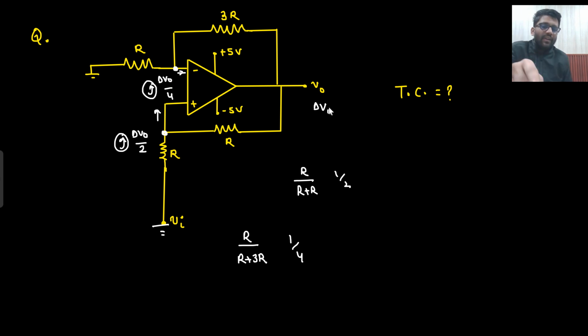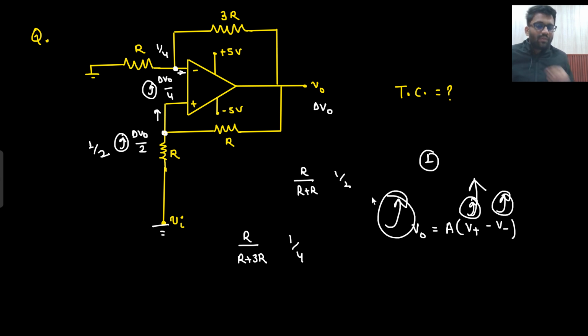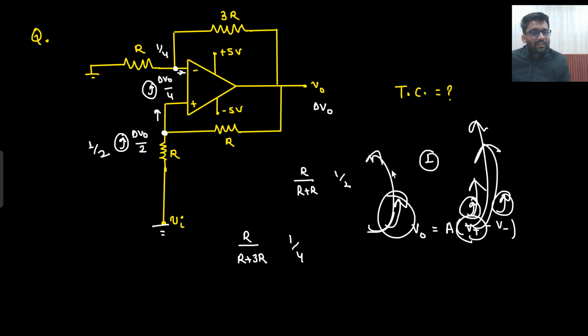Let's just say I would have increased my output by 1 volt. Here it would have increased by 1 by 2 factor and here by 1 by 4 factor. So which potential is increasing more? This potential is increasing more. What is the output of the OpAmp? A into V positive minus V negative. So this guy is also increasing and this is also increasing, but this guy, V positive, is increasing more. So output will increase more.